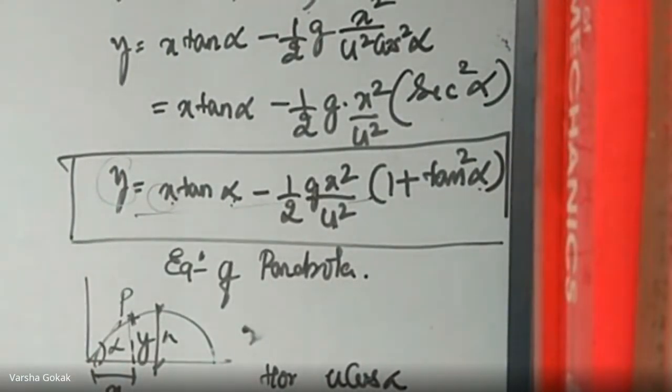Any doubts with the derivation? Ma'am, in horizontal, half gt square is 0.